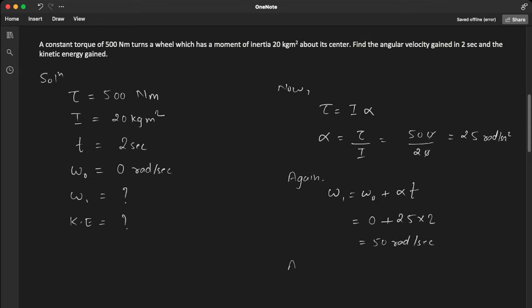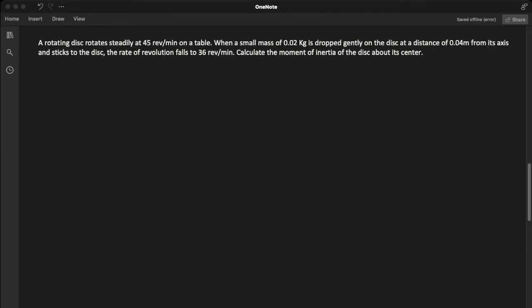And finally, our kinetic energy will be half I omega square, that is 1 by 2 into 20 into 50 square. I will calculate this value. This comes to be 25,000 joules. So this is the solution of our second question.